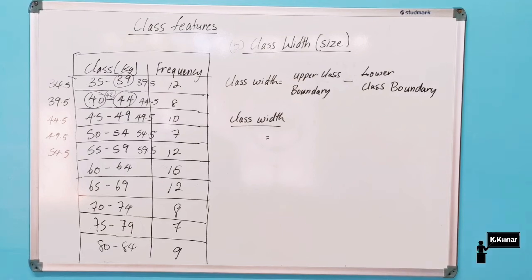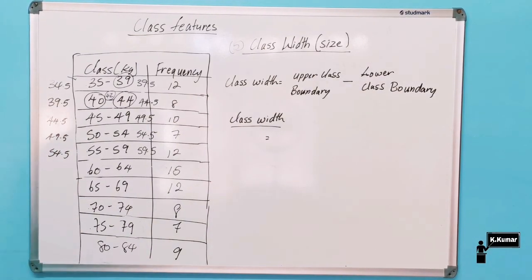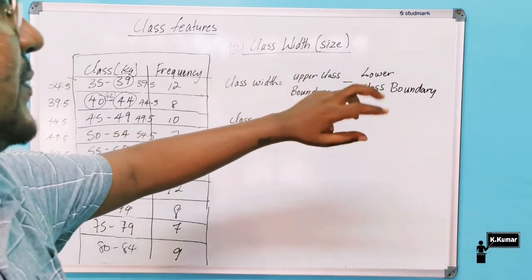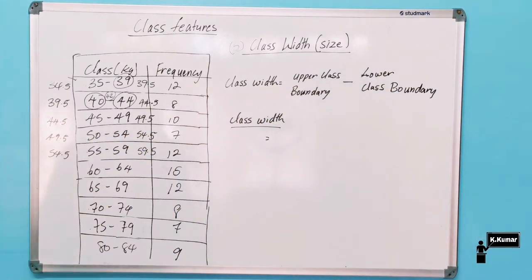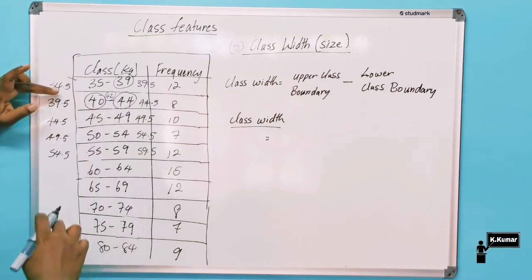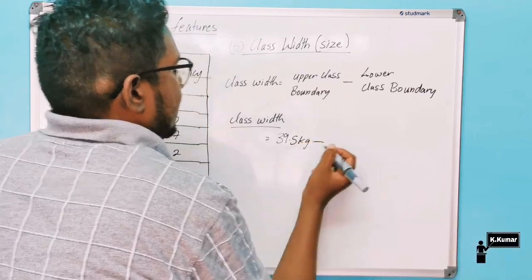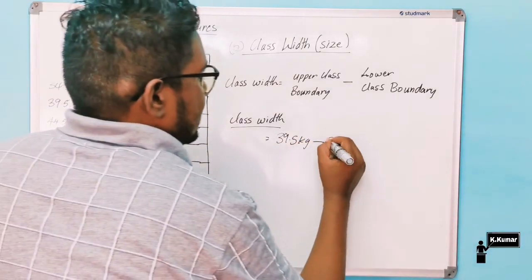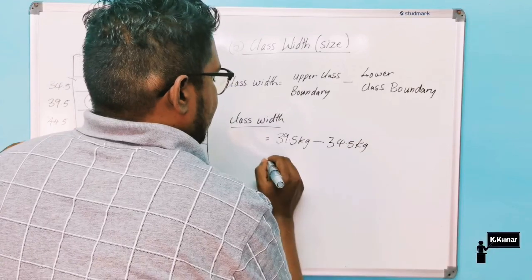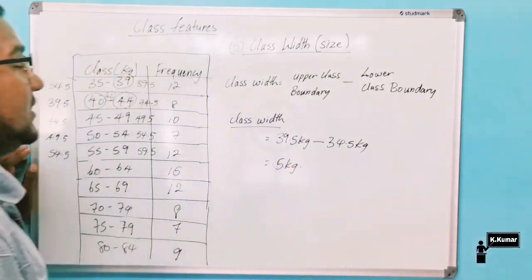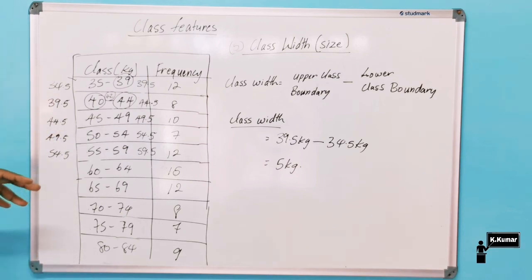And the last class feature we're going to look at is the class width, or sometimes we call it the class size. To find the class width, the formula is the upper class boundary subtract the lower class boundary. So let's look at our first one. Our upper class boundary is 39.5 kg, subtract my lower class boundary, which is 34.5 kg, and that's going to give me 5 kg. If you use any one of the classes and find the class width, you're going to find that it is 5 kg. So the class size or the class width is the same throughout all the classes.